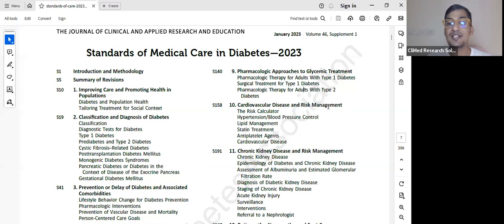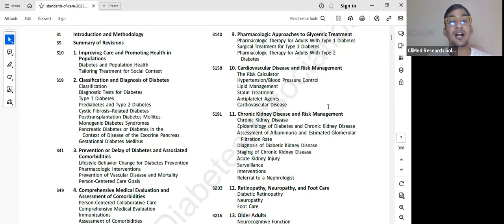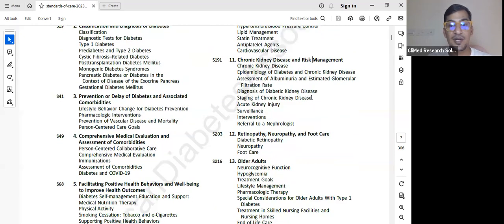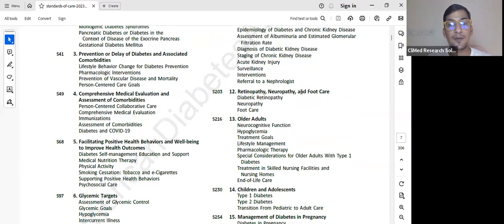Then cardiovascular disease and risk management, because cardiovascular diseases are a major risk factor and comorbidity. Macrovascular complications, right? Cardiovascular disease. Then chronic kidney disease and risk management. Retinopathy, neuropathy, foot care, all the complications and their treatments they have given here.